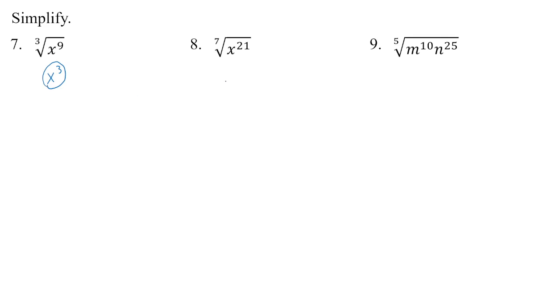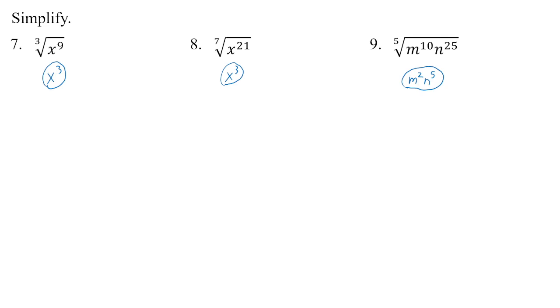21 divided by 7 is 3. So this will be x to the 3rd. For number 9, 10 divided by 5 is 2, so this is m to the 2nd. 25 divided by 5 is 5, so this is n to the 5th. Therefore, the solution is m to the 2nd, n to the 5th. So again, all you're doing is dividing each exponent by the index.